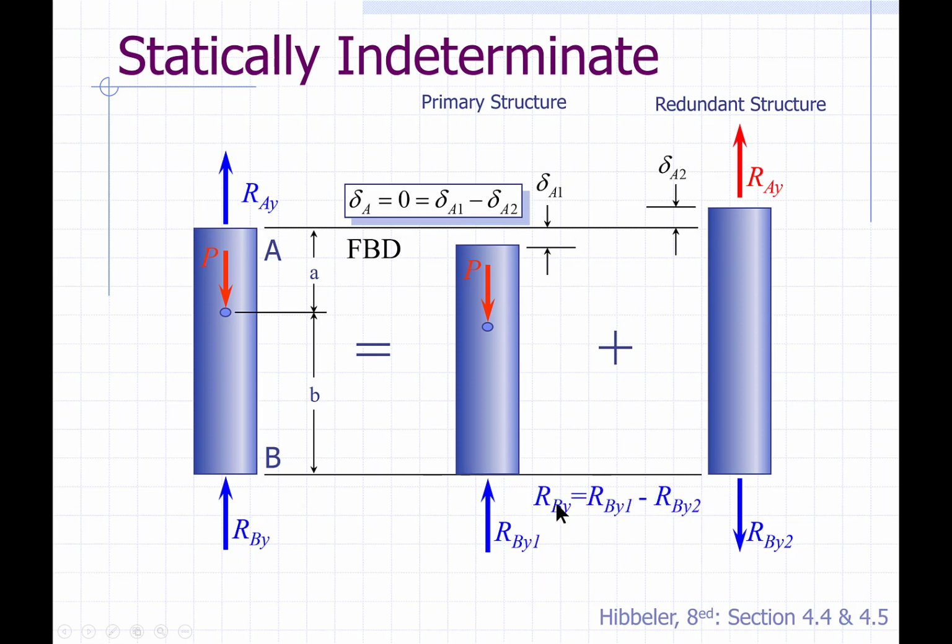As we talked about before, we also know that RBY is equal to RBY1 minus RBY2, negative because of the different direction.